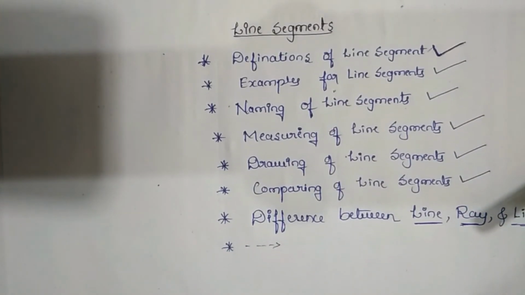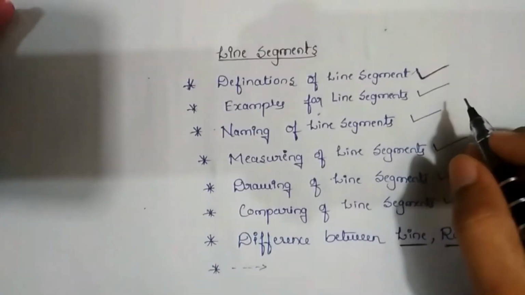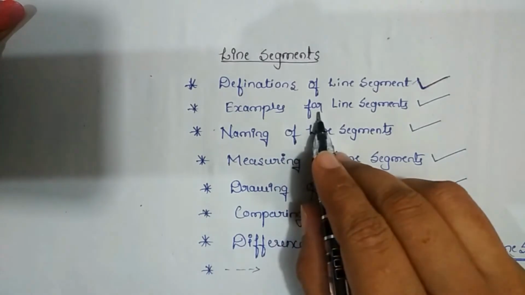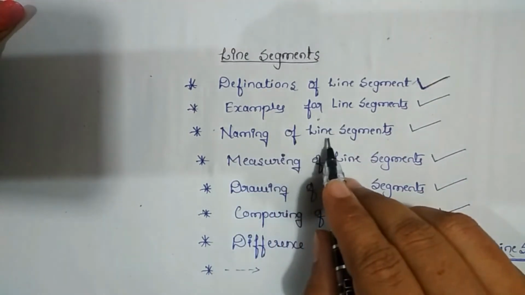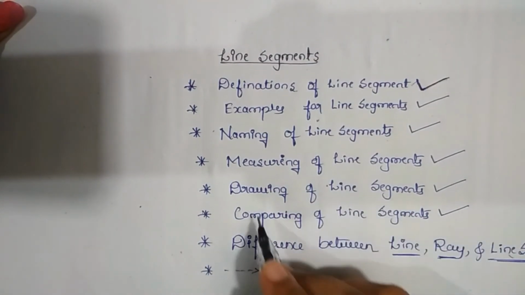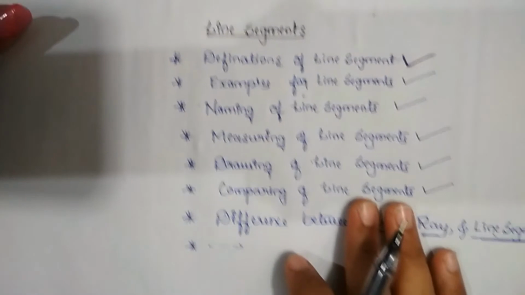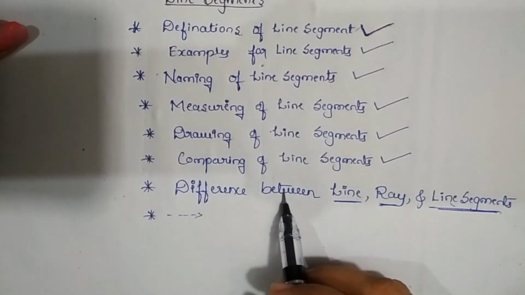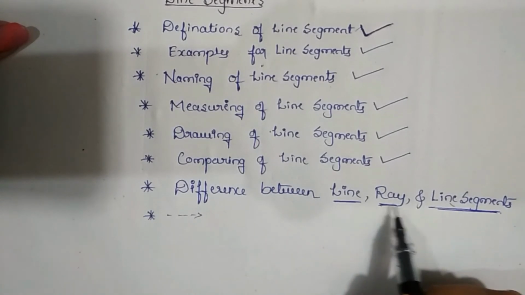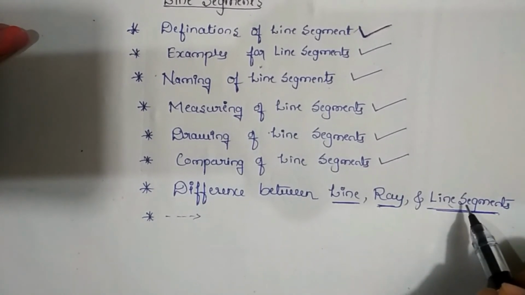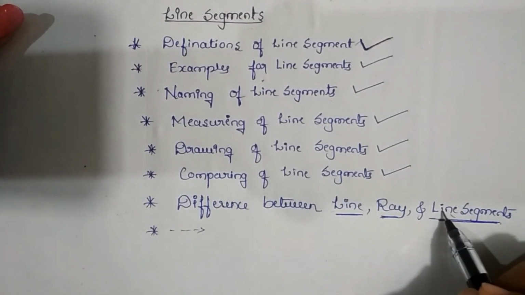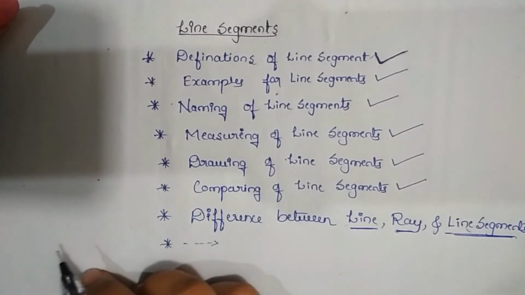In this video we have already learnt about line segments: the definition of line segments, examples, naming, measuring, drawing, comparing of line segments, and also the difference between line, ray and line segment. By learning the difference between them, it's very clear to understand what a line, ray and line segment are. I hope you have understood it very clearly.